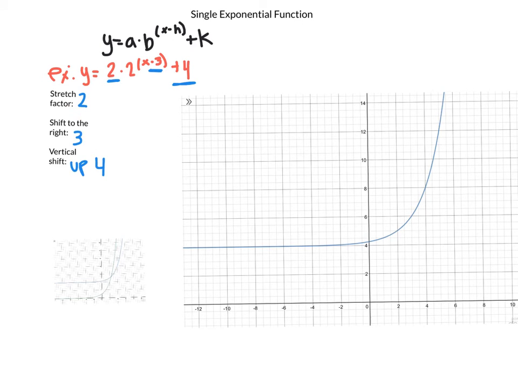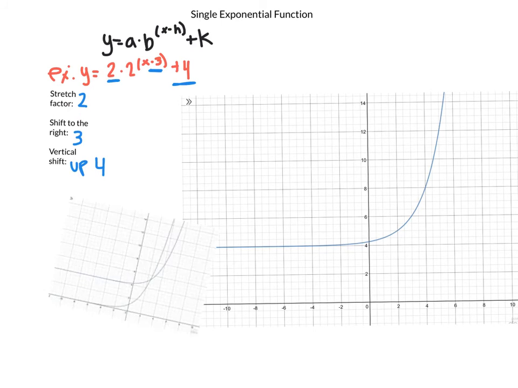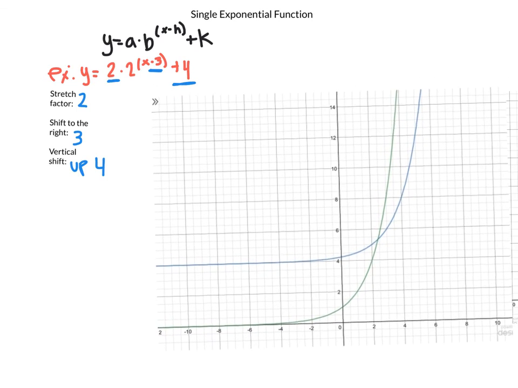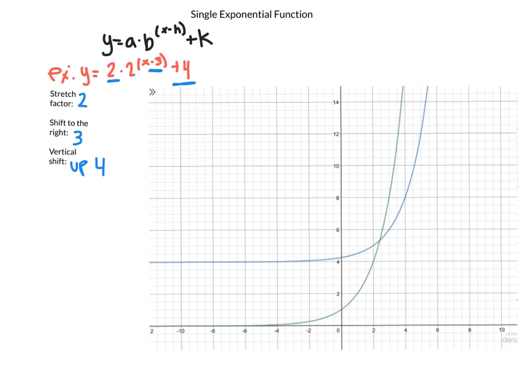Here is the graph of y equals 2 times 2 raised to the x minus 3, plus 4. But I'm also going to show you this graph, which includes the parent function. I'm showing you this so that you can recognize the translations with the stretch factor of 2 and the shift to the right of 3 and the vertical shift of up 4.